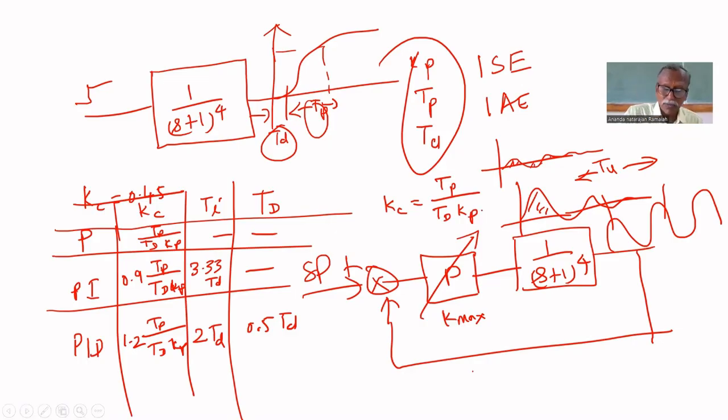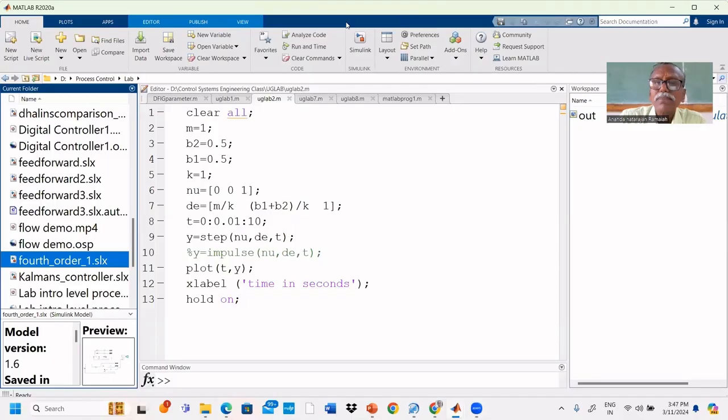In this way, you have to find ISE and IAE. How to find all these things by simulation, we'll see now. In Simulink, blocks are available. Suppose you want a transfer function, that is available as a block.